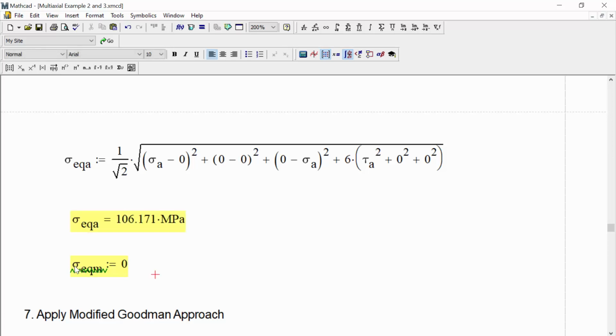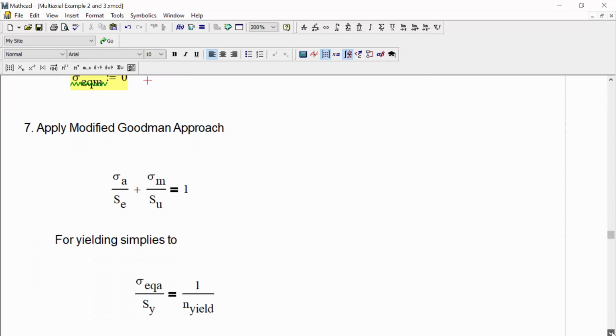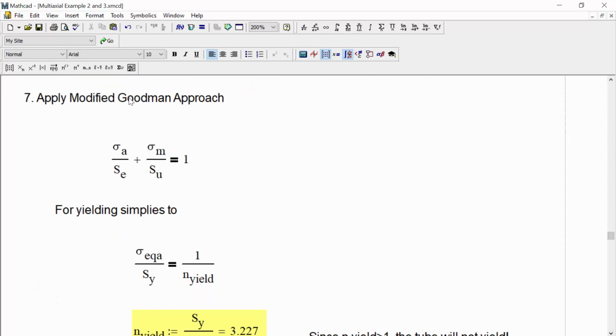And then we also know that the mean stress is going to be equal to 0 because we are doing fully reversed loading. Now that we have this equivalent stress amplitude, we can finally go about solving this problem. We're going to apply the modified Goodman approach in order to predict yielding as well as predict the factor of safety for fatigue failure.